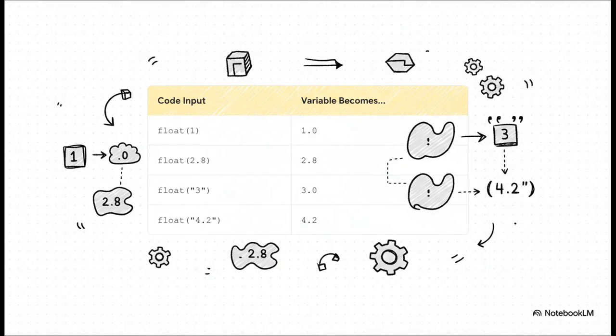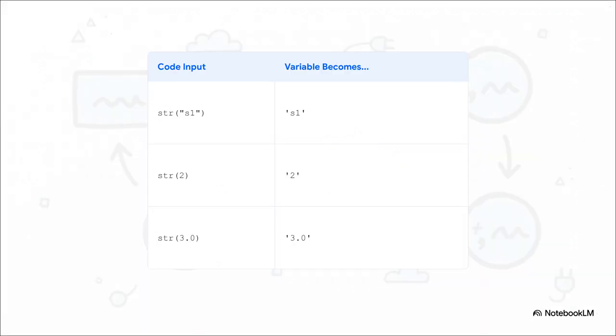Now for float, honestly, this one is a lot more straightforward. An integer like 1 becomes 1.0. A float like 2.8 just stays 2.8. And it handles strings exactly how you'd hope, turning "3" into 3.0 and "4.2" into 4.2. See? Clean and simple. And last but not least, string conversion. It just does its job perfectly. The number 2 becomes the text character "2", and the float 3.0 becomes the string "3.0". Again, this is exactly what you need when you want to mix numbers with text for display.